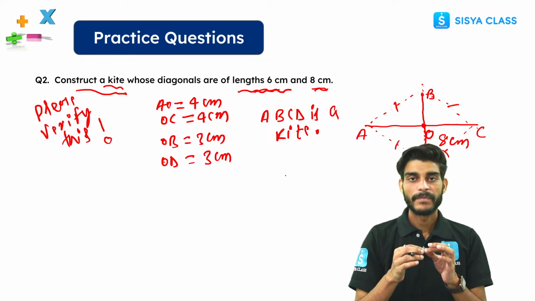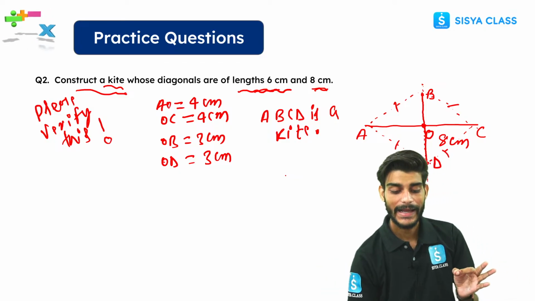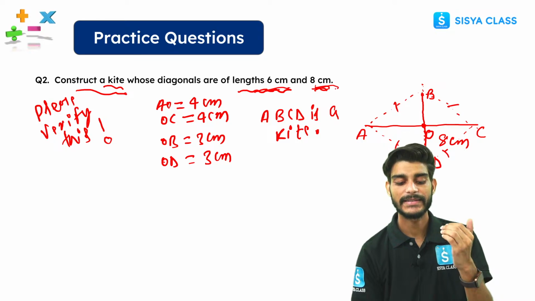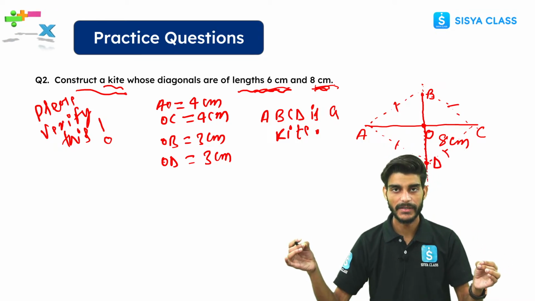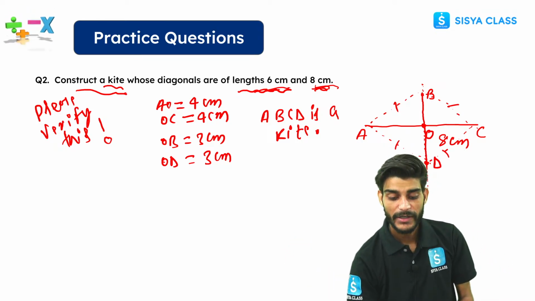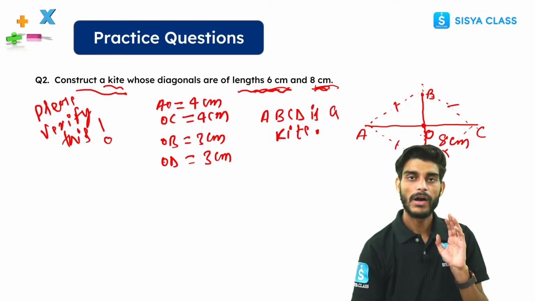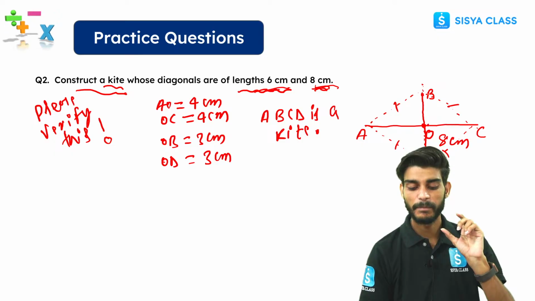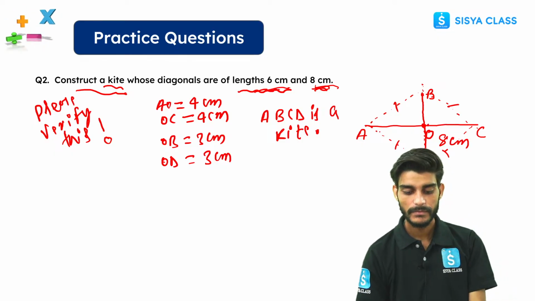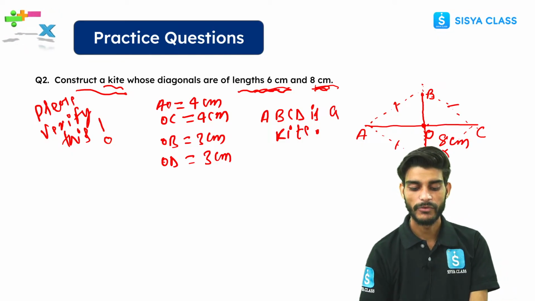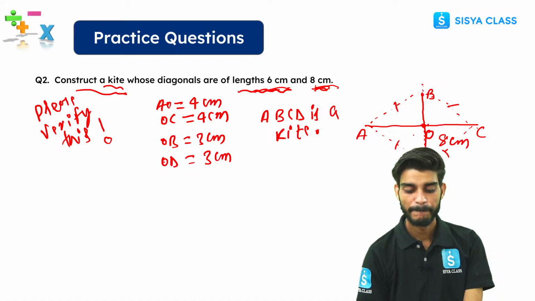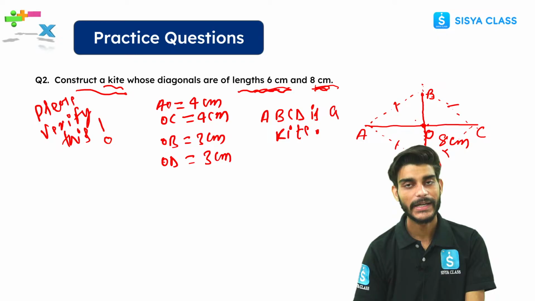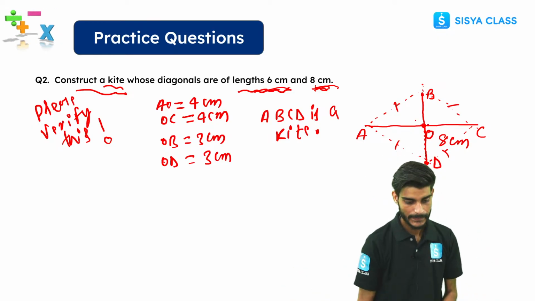So firstly, I'll take a diagonal of 8 centimeter. Basically, it's talking about diagonals taken as 6 centimeter and 8 centimeter. So I'll take a diagonal as 8 centimeter. I'll find its midpoint, that is 4 centimeter. You know how to find the midpoint, right? You can measure or you can use the bisector theorem also. You can apply the bisector theorem here to find its midpoint. In this way, if you join all four sides you will form a kite. Clear?